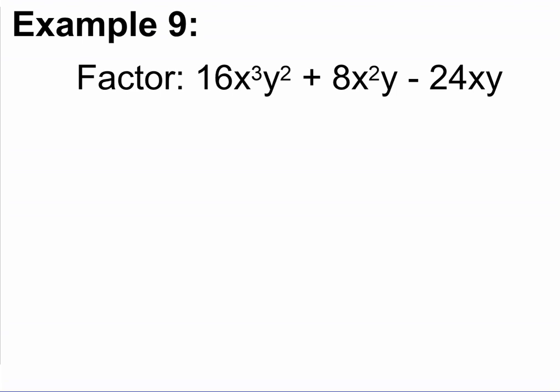So let's do the numbers first. 16, 8, 24. Well, I know 2 goes into all of them, so now I need to see if there's anything bigger than 2. Well, 3 doesn't work. 4 would go into all of them. All right, is there anything bigger than 4? Well, here's a way I can check. If I was to divide these all by 4, I would end up with 4, and then I would end up with 2, and then I would end up with negative 6.